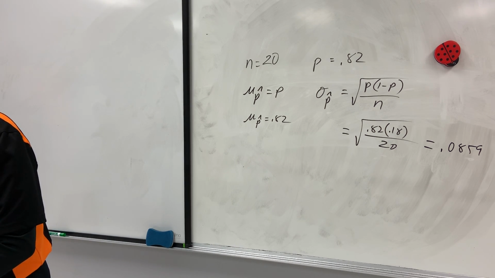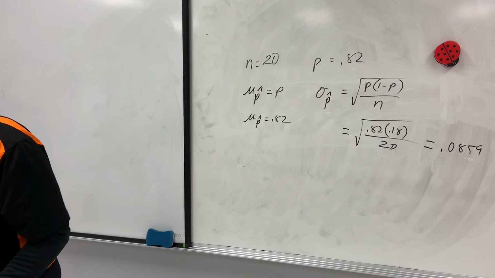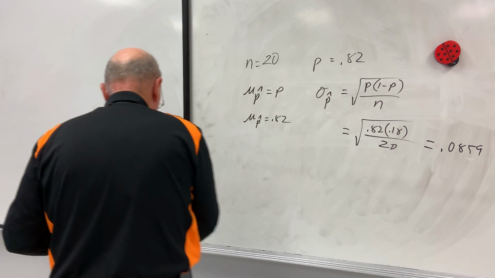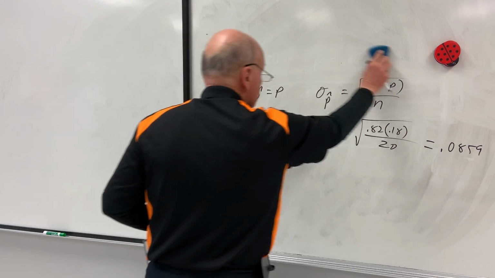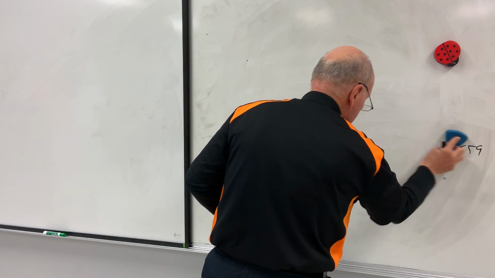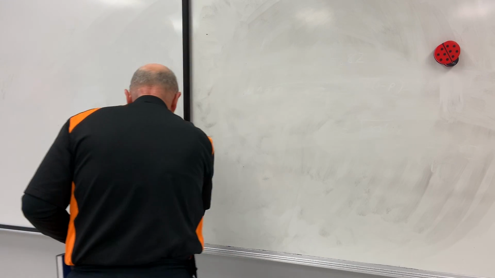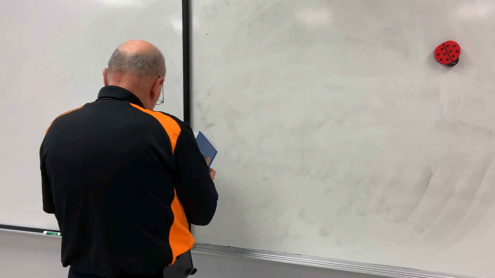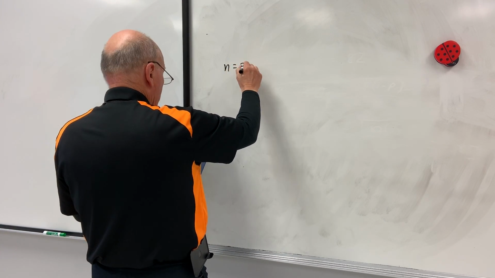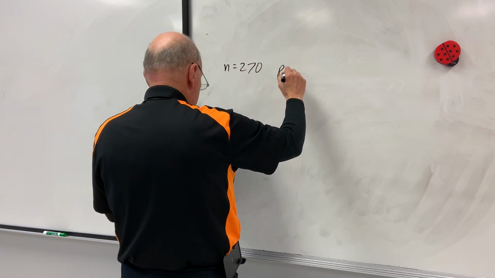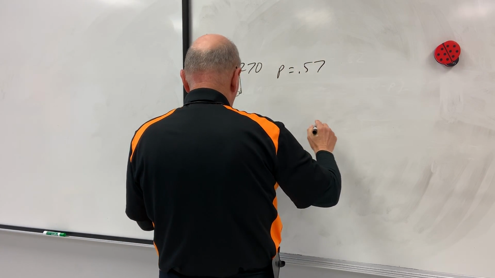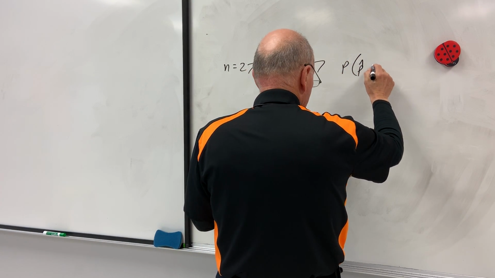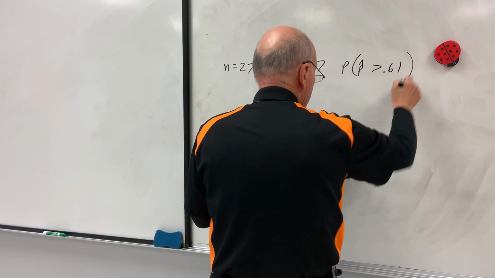I now want you to go to problem number 11. And 11 is on page 332. They tell me in 11 that n is equal to 270, that p is equal to 0.57, and they want me to find the probability that p hat is greater than 0.61.